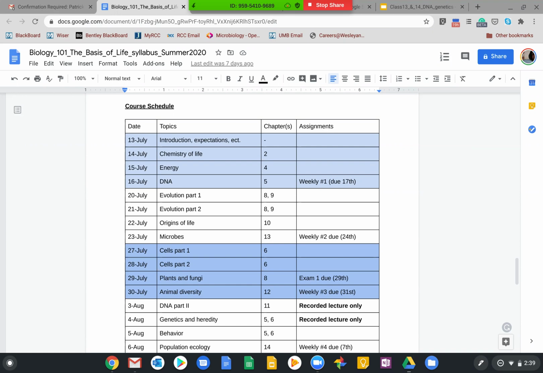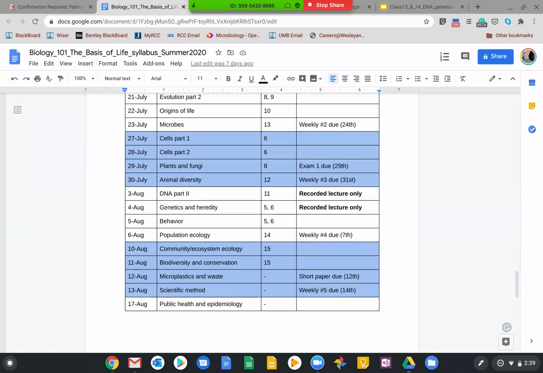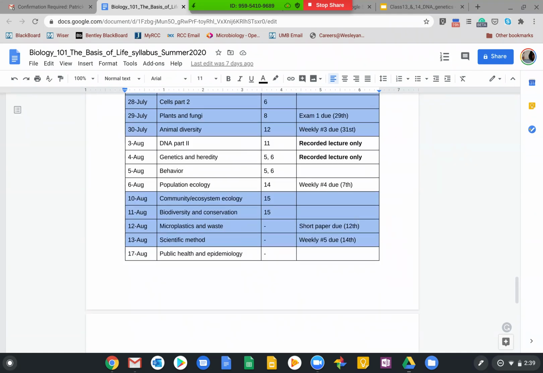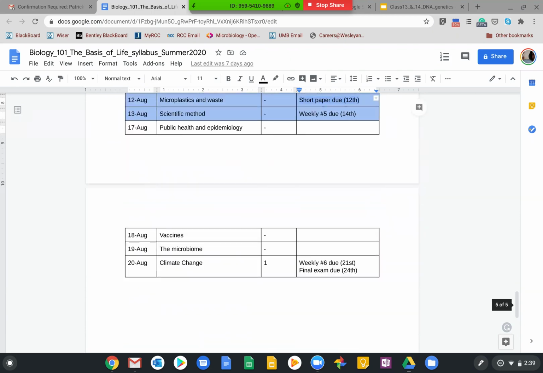Before we begin, I just wanted to highlight a couple things. We're here today, August 3, which is the date I'm recording this. I'm going to be recording both DNA and genetics heredity as one lecture, which is what you're listening to right now. We just wanted to make note that your short paper is due the 12th of August, so it's coming up very soon. These classes always come up faster than you think, unfortunately.